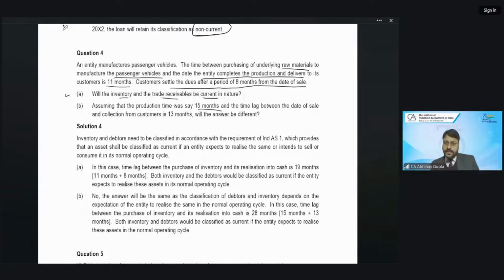Assuming the production time was say 15 months and the time lag between the date of the sale and the collection from the customer is 13 months, would your answer be different? No, sir. The reason is that we already fixed that the operating cycle is 19 months. Here there are 15 months and 13 months between production and collection. It's within that limit only. Correct. So it doesn't matter when we are already bypassing the rule of 12 months, right? So we are no more focused on the 12-month period. We are more focused precisely on the determination of the operating cycle. And if the operating cycle is determined to be say 28 months, then again the same rule applies, right? It is not dependent anymore on the number of months as soon as we are migrating from the 12-month rule to the operating cycle rule, correct?